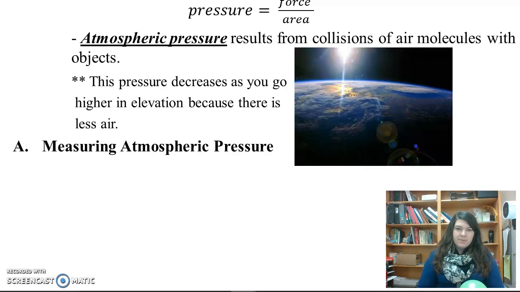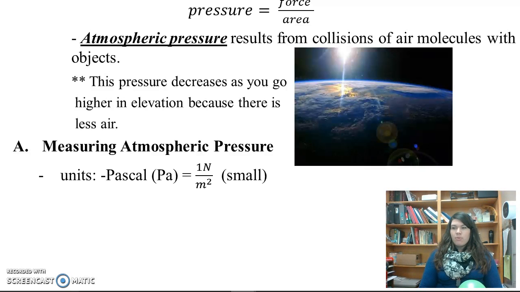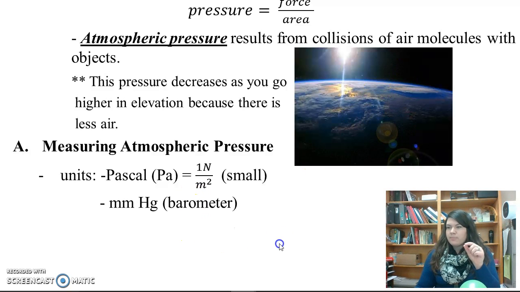How do we measure atmospheric pressure? We use this equation, pascals as a unit of pressure. N stands for newtons, which is the unit of force. M is meters, a length. And this is a very small unit. It's a very small unit of pressure.